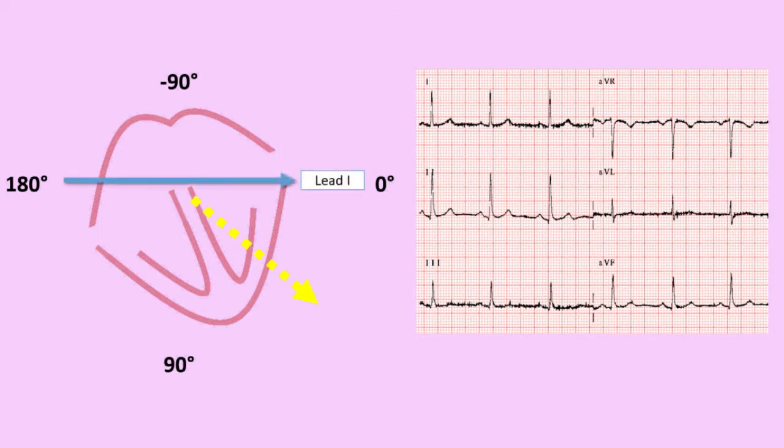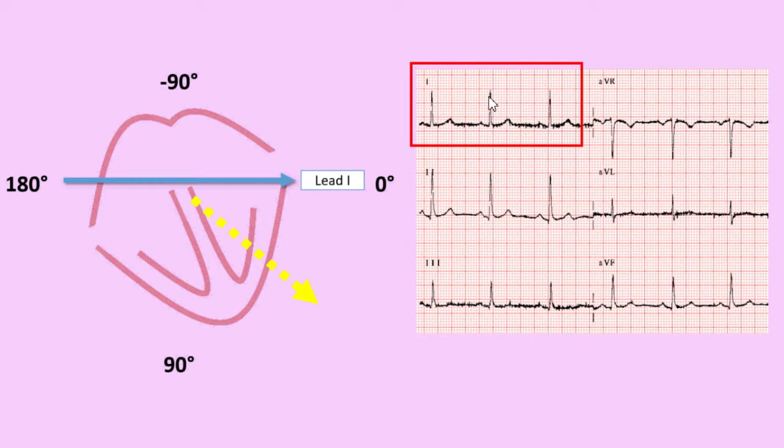If we recall, lead 1 goes from the right arm to the left arm electrode and is here on our EKG printout. So any depolarization that is moving along lead 1 and towards our left arm electrode will be recorded as positive on the EKG strip. So in this case, since the net depolarization is moving in this direction alongside lead 1, we have a positive deflection of the QRS complex in that lead.